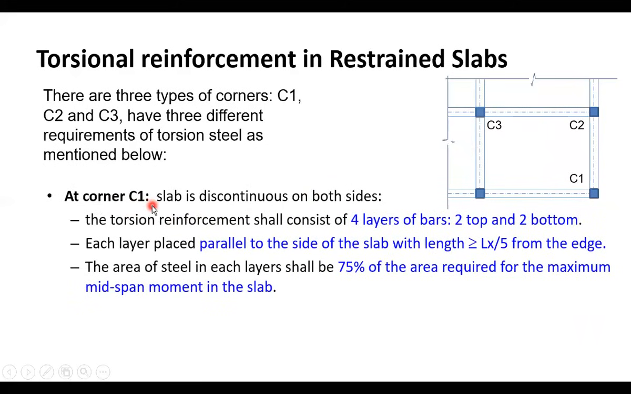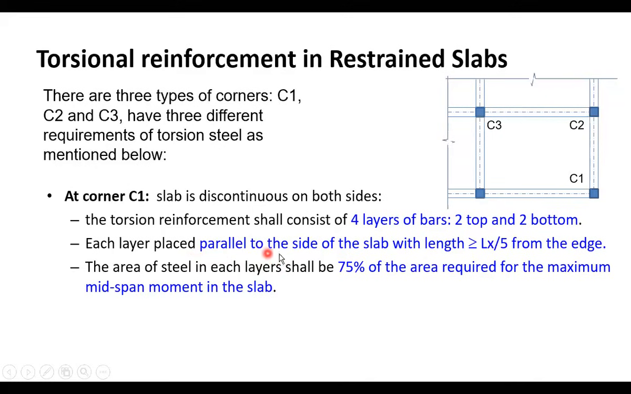At corner number 1, which is the critical case, the slab is discontinuous on both sides, no continuity in the long direction or in the short direction. So the code requires torsional reinforcement, which will consist of 4 layers of bars, 2 top and 2 bottom layers. Why 2 top and 2 bottom layers? Because as a top layer, you will have it in the short direction and also in the long direction. And similarly, you will have 2 layers in the bottom reinforcement, long and short directions. Okay, what is the requirement for that?